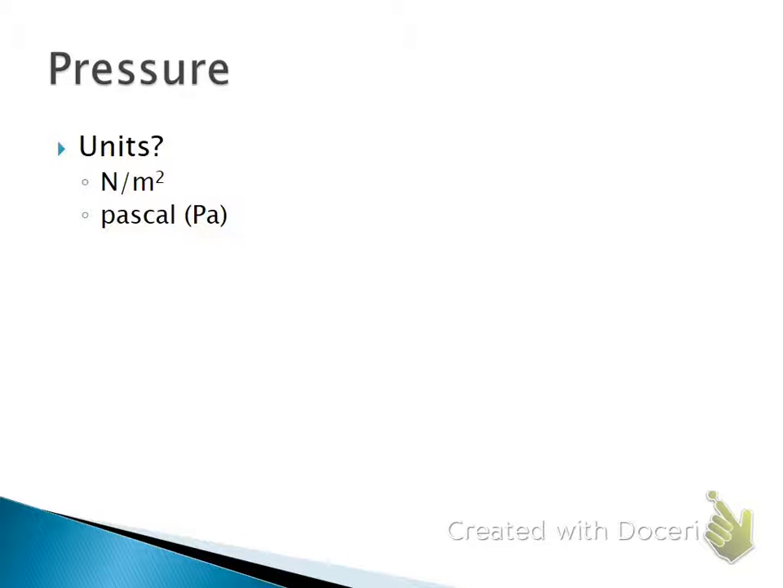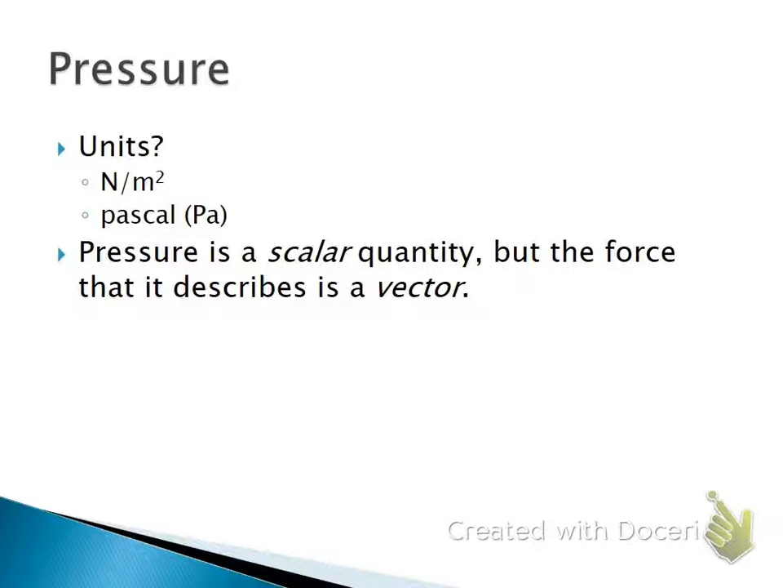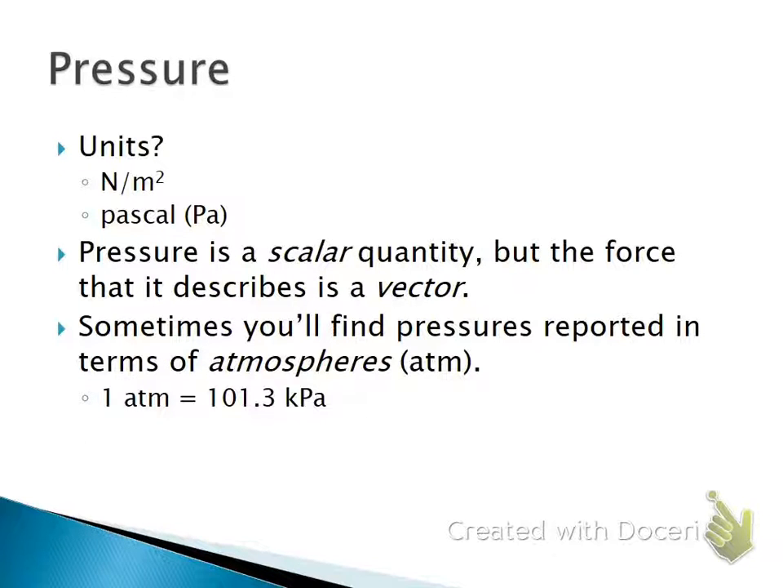So pressure itself is a scalar, pascals is just a number, but the force that describes it is a vector. A lot of times you'll find pressures reported in terms of atmospheres, where one atmosphere is 101.3 kilopascals. This actually represents the average pressure on Earth at sea level. I'll talk about that in a bit more detail in just a second.